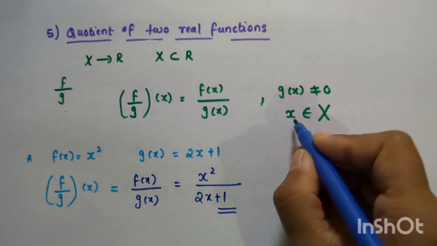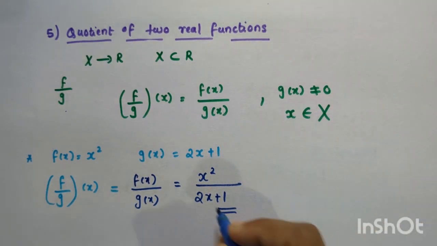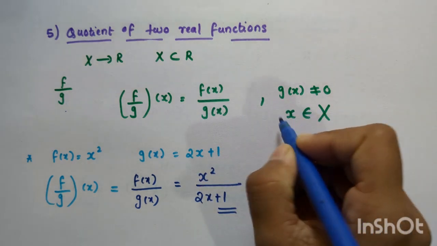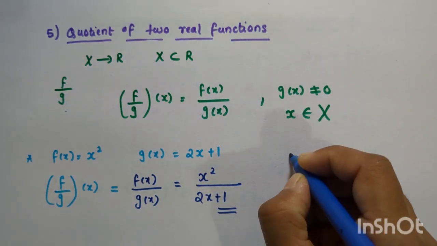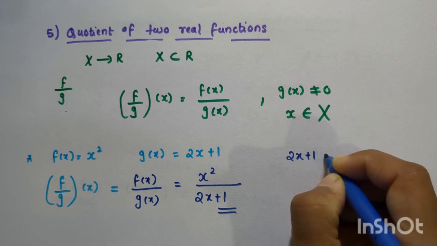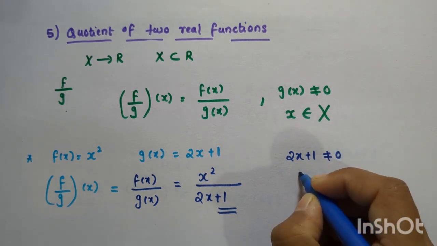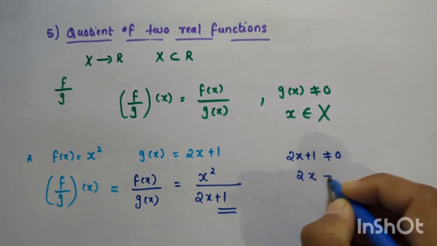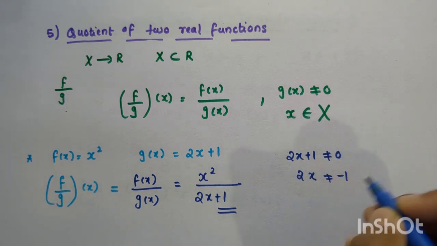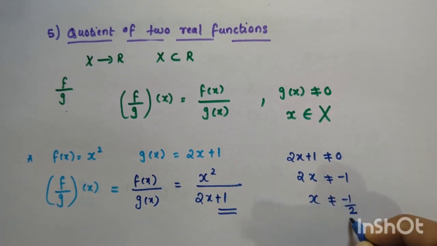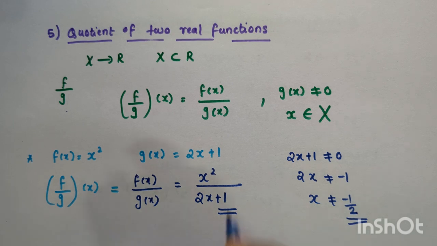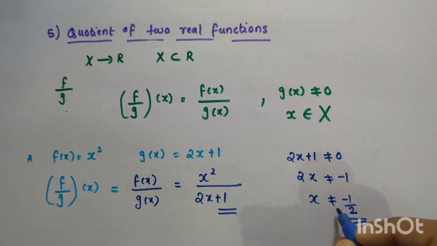And what about the x value? As per the definition, g of x should not be equal to 0. So g of x, meaning the denominator 2x plus 1, should not be equal to 0. So 2x should not be equal to minus 1, when I take this plus 1 to this side, minus 1. So x should not be equal to minus 1 by 2. That is a condition. All other values of x are possible, but x should not be equal to minus 1 by 2.